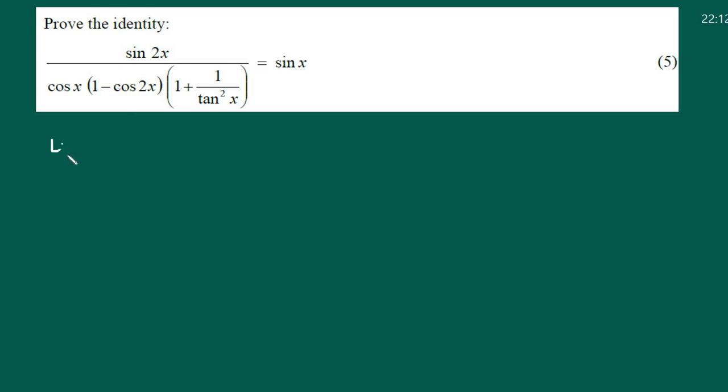Say maybe the left hand side would be equal to sine 2x all over cos x, 1 minus cos 2x. And then you have 1 plus 1 over tan squared x.